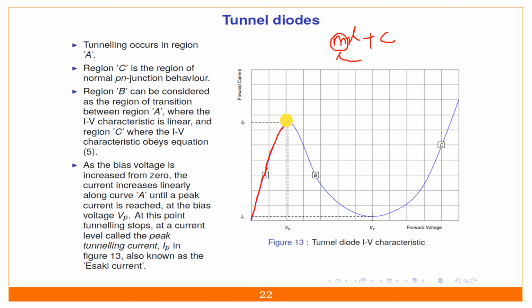At this point, you are getting the maximum current. This current is called the tunneling current, denoted by Ip, that is my peak current. So if you are increasing the voltage, current is caused to flow up to the peak current. After that peak current, the current is caused to decrease.